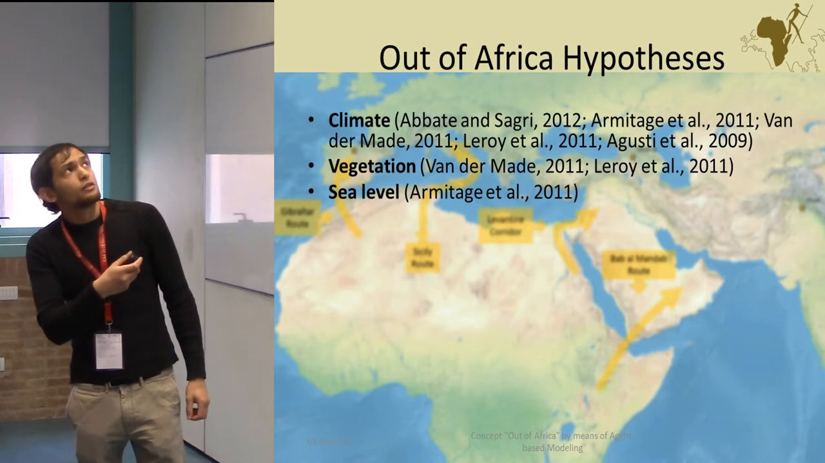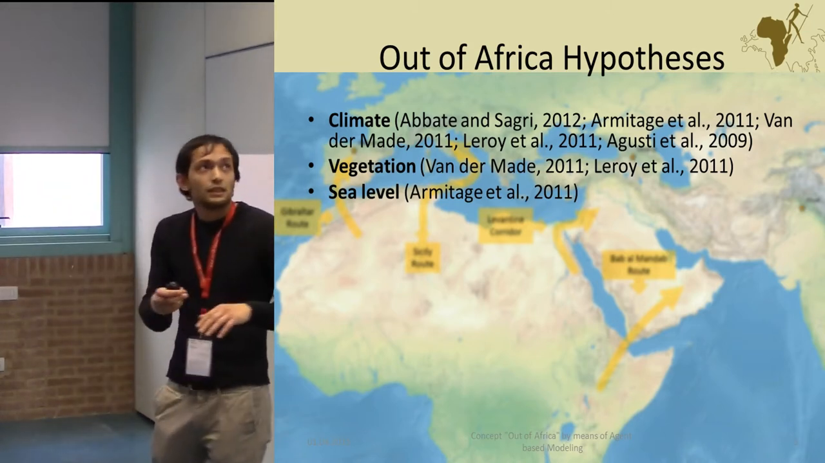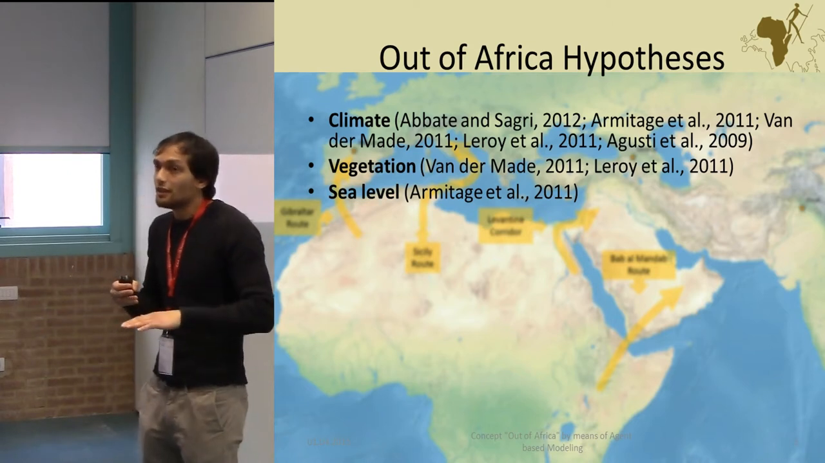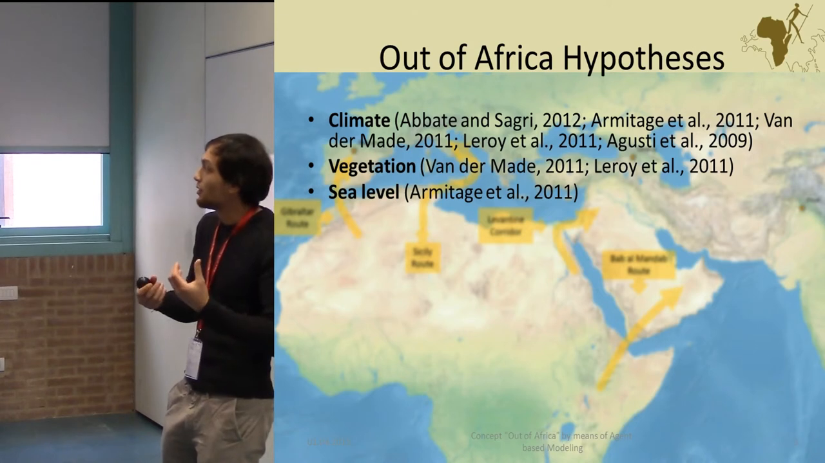And it is also said that sea level changes might play an important role, since a lowering of the sea level would give the hominins more opportunities to disperse to Eurasia.